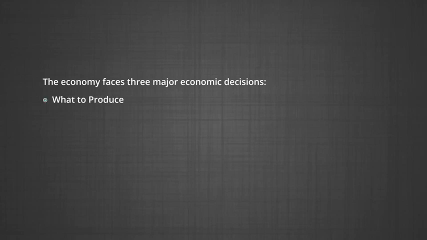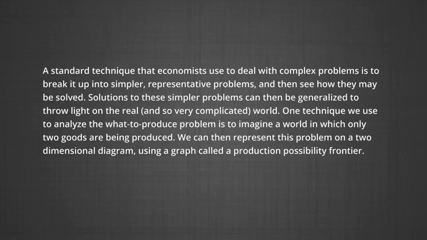1, what to produce. 2, how to produce. And 3, for whom to produce. Now, each of these is a complex problem. A standard technique that economists use to deal with complex problems is to break it up into simpler representative problems and then see how they may be solved. A solution to these simpler problems can then be generalized to throw light on the real and so very complicated world.